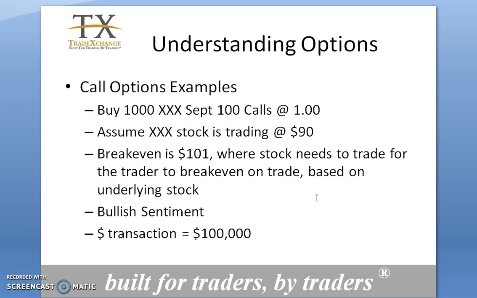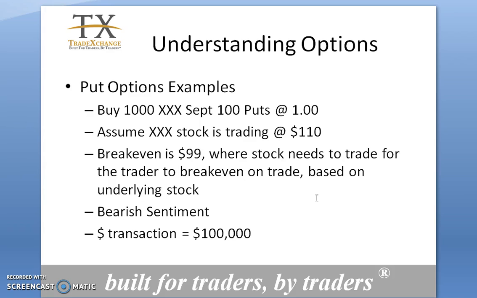So if somebody put a $1,000 bet that the stock will go above $101, it's a bullish sentiment. In this case, yes, it is September, so it's a few months away. It's not a specific weekly, but again, we can take a look at the put side of things. Purchasing 1,000 contracts at $1, September 100 calls.